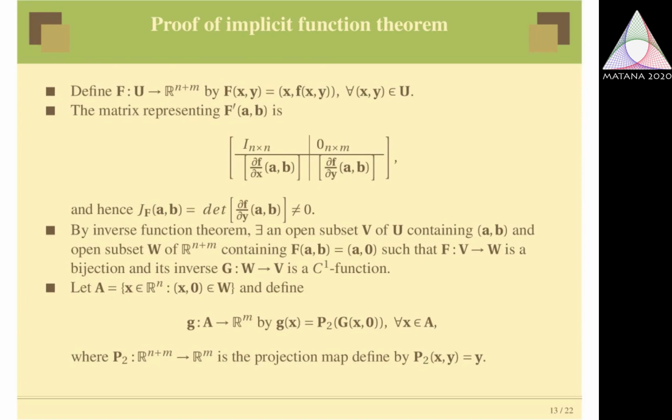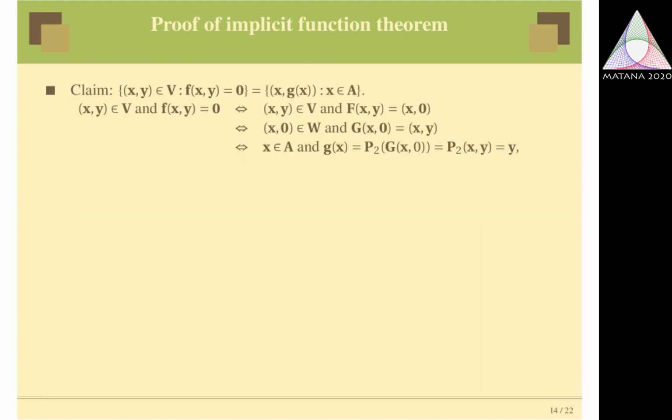Now we define small g from A to R power m by g of x is equal to P2 of capital G of (x,0) for all x in A, where this P2 is the second projection defined from R power n plus m into R power m by P2 of (x,y) is equal to y.